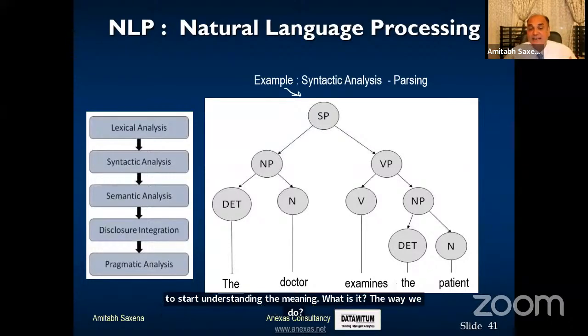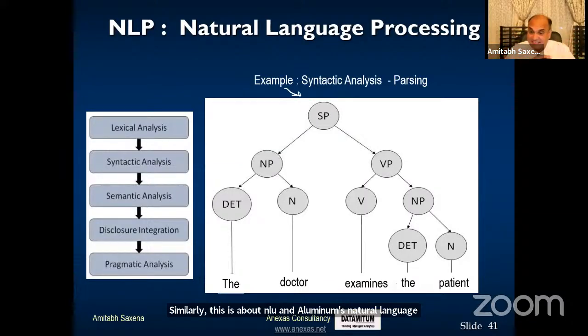Similarly, this is about NLU. NLU means natural language understanding. It will understand what is written. And in other ways, NLG means natural language generation.